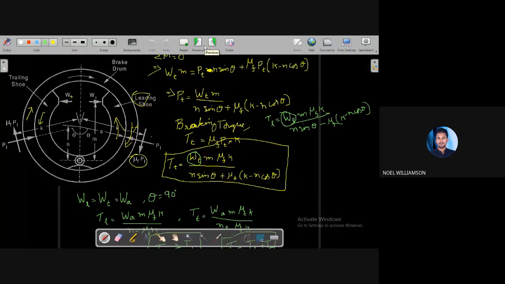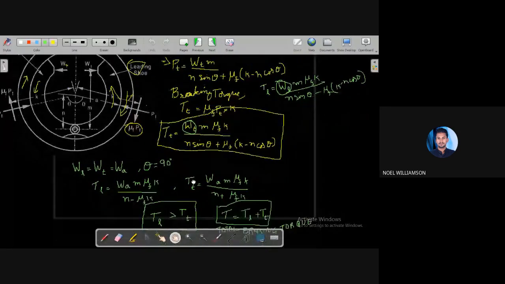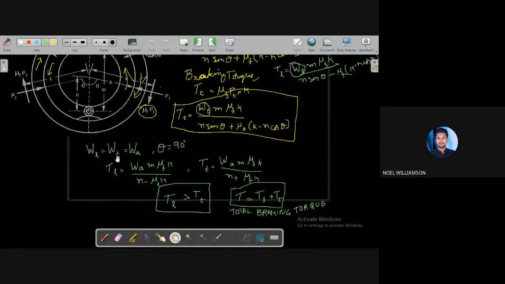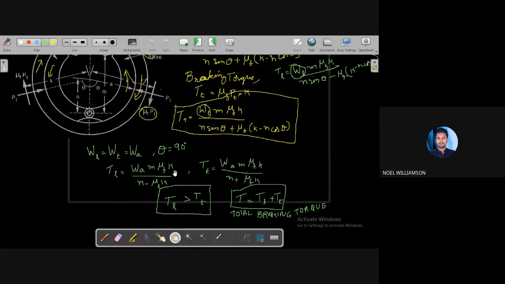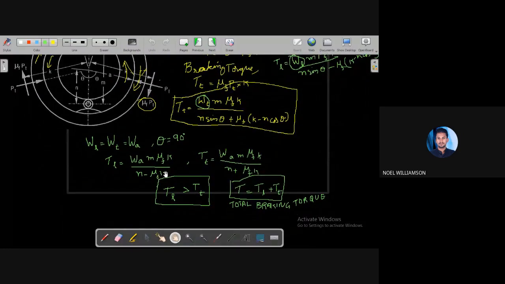In the last class we were discussing the equations of the internal expanding shoe drum brake. Regarding that, we have arrived at the final relations. The braking torque for the leading shoe is T_L = W_A · n · μ_f · k / (n − μ_f · k), and for the trailing shoe we got T_T = W_A · n · μ_f · k / (n + μ_f · k).